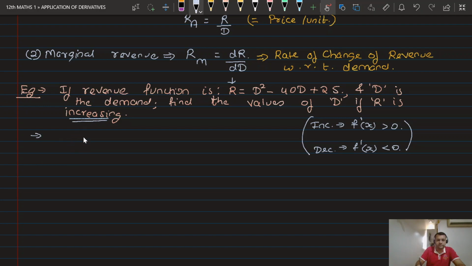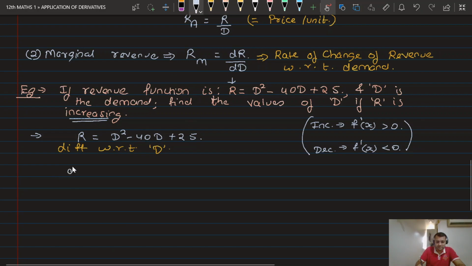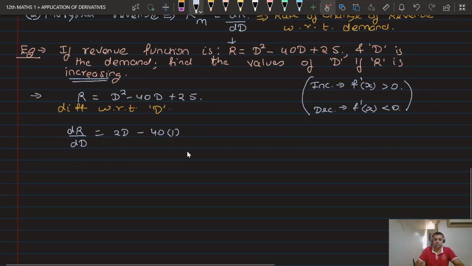We start with our given function R is equal to D square minus 40D plus 25, and we will have to say over here, differentiating with respect to D, because the variable under consideration over here is D. So you get D square, derivative will become 2D, this will become minus 40 into 1, and 25 is anyways a constant, so we don't need to worry about that because derivative is 0. So over here that becomes my 2D minus 40.